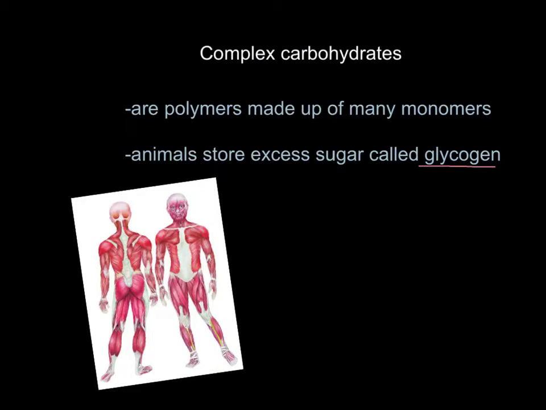When the level of glucose in your blood runs low, glycogen is broken down into glucose, which then is released into your blood. The glycogen stored in your muscles supplies the energy for muscle contraction and thus for movement.